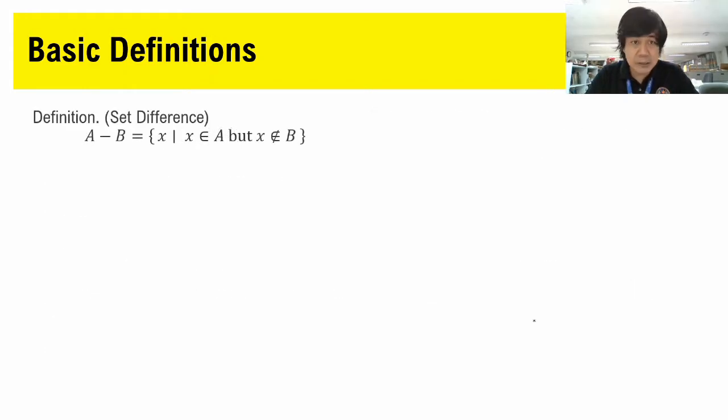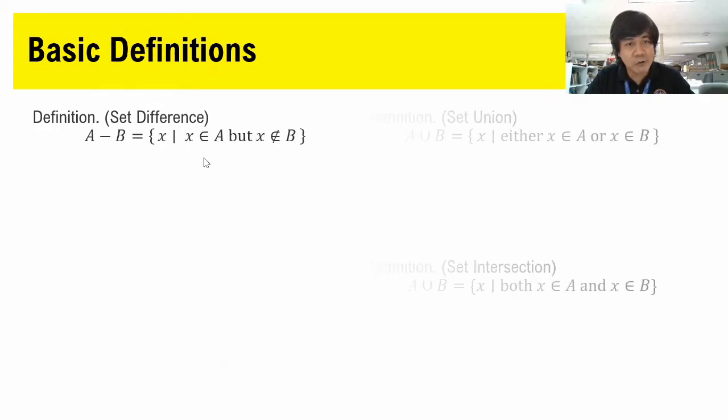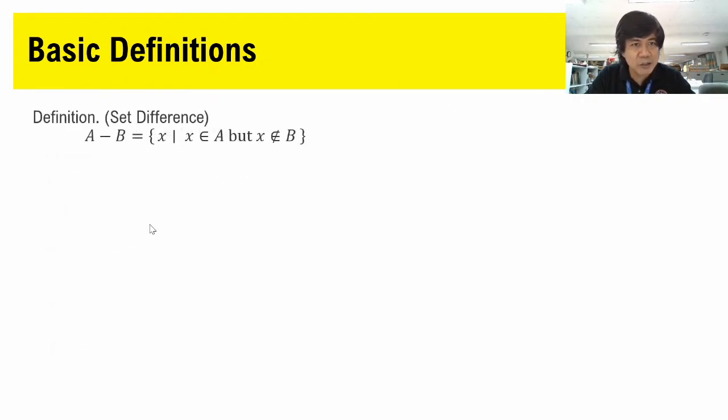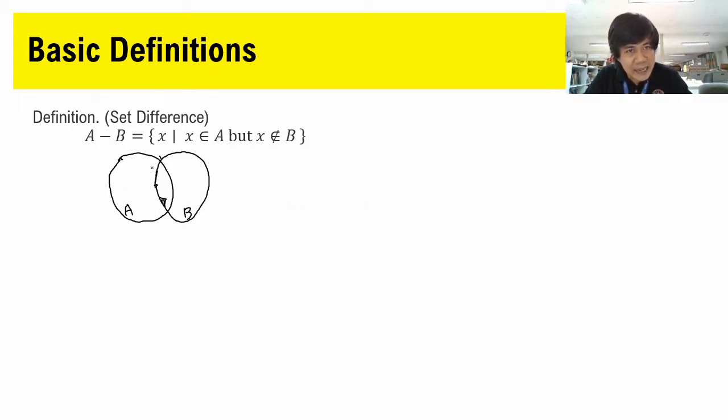Now, how about set difference? Meaning, X must be in A. If this is A, this must be in A. However, it must not, again, let's go back to our diagram, you have the set B. So it must belong in A, but not in B. So therefore, the area that we are describing, the difference of these two sets, is this area.